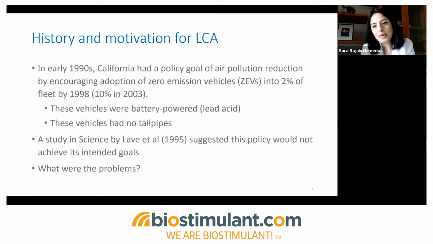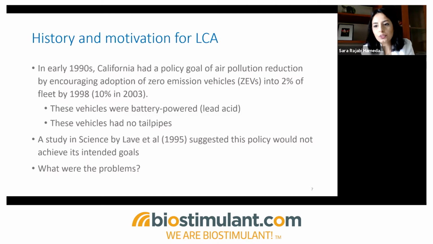So after talking about characteristics, it is time to know about the history. Initial LCA studies focus on energy. For example, one of the first studies addressed zero-emission vehicles in California, when the state policies were encouraging producers to increase the production of these vehicles.